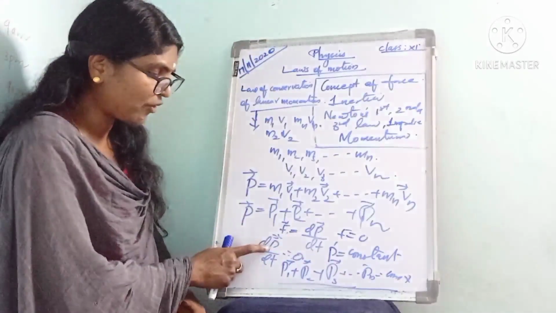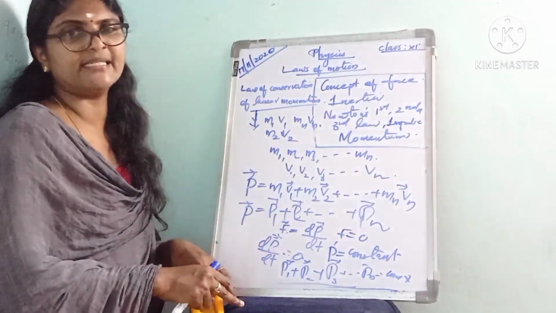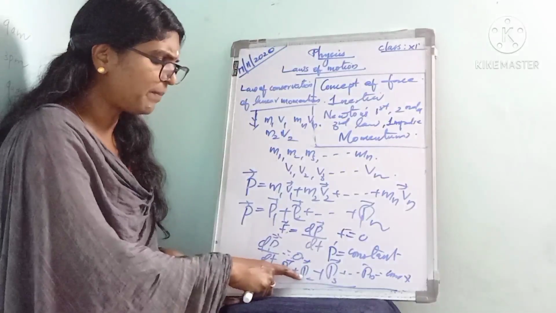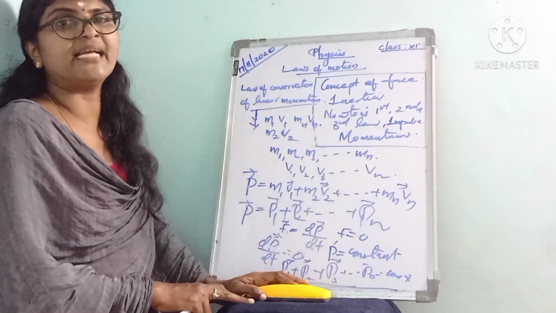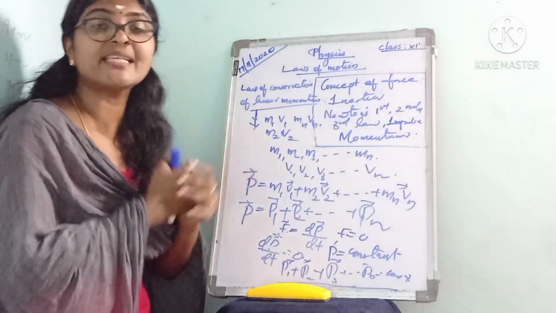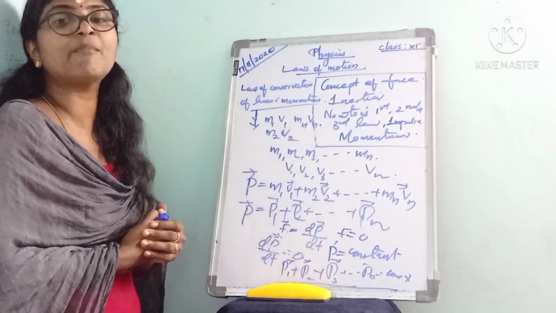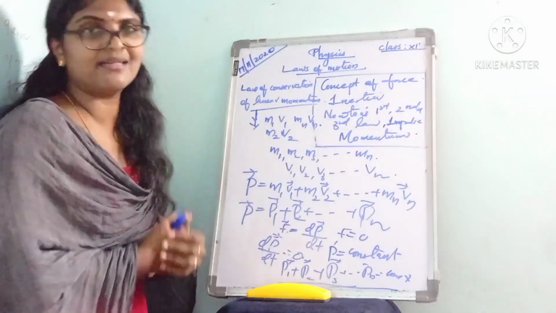Here we got the derivative of P is 0, so P is a constant. So we can write P1 plus P2 plus P3 and so on up to Pn equal to constant. That is, according to the law of conservation of linear momentum, when no external force acts on a system of several particles, the total linear momentum of the system is conserved.